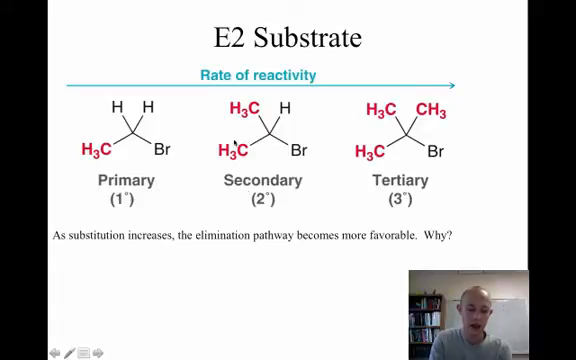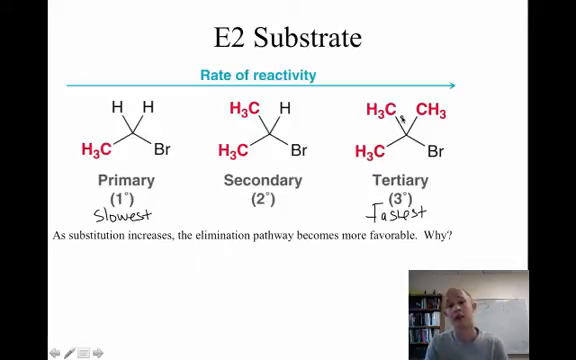So in the E2 reaction, tertiary substrates will undergo elimination the fastest, and primary substrates will undergo elimination the slowest. Remember, this is the opposite of the trend for the SN2 reaction. So what we're going to find in a later video is that substitution is preferred as you decrease substitution, and elimination is preferred as you increase substitution.